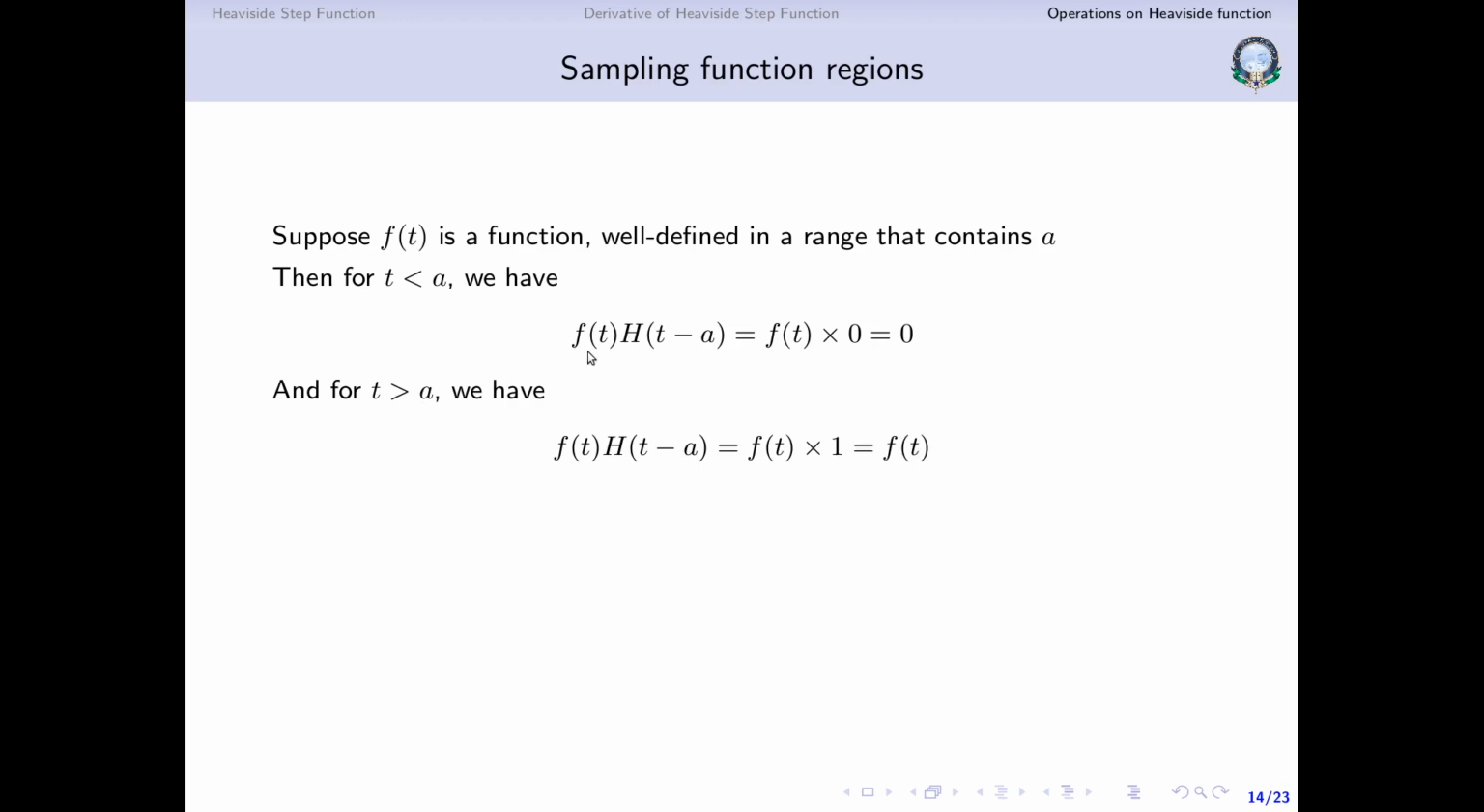So if I take a product of a function with h of t minus a, f of t multiplied with h of t minus a, then for all values of t which are less than a, this product will give us 0. But for all values of t which are greater than a, we will get the function. So it's a continuous function. The moment I multiply this with h of t minus a, I have converted a continuous function into a step function, and the discontinuity takes place at t equal to a. For t less than a, it will be 0. For t greater than a, it will be f of t, nothing but the function itself.